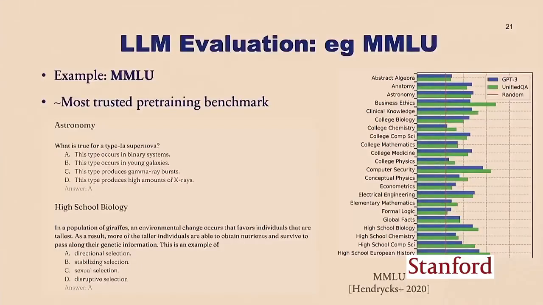To give you a specific example, MMLU is probably the most common academic benchmark for LLMs. It's a collection of many questions and answers in many domains, for example college medicine, college physics, astronomy, and these types of topics. The questions are things like, this is in astronomy, what is true for a type 1a supernova? Then you give 4 different potential answers, and you just ask the model which one is more likely.